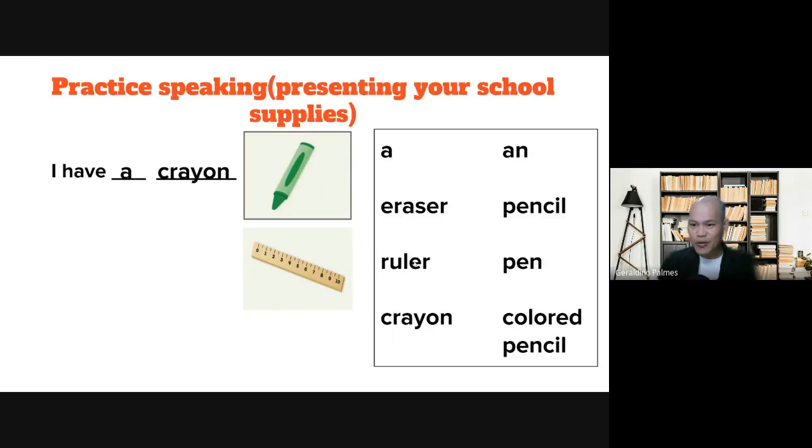1, 2, 3, 4, 5, 6. Number 5. Ruler. So, how do we present? You say, I have ruler. And then we will find out what the first letter is. Is it a consonant or a vowel? It's a consonant. So again, we've got to use a. I have a ruler. Again, I have a ruler. Okay, so that's it. Very good.